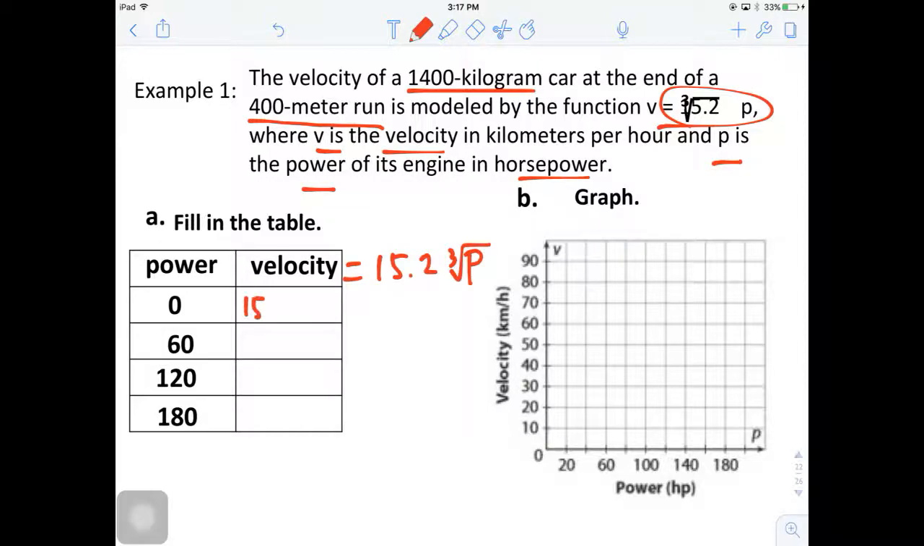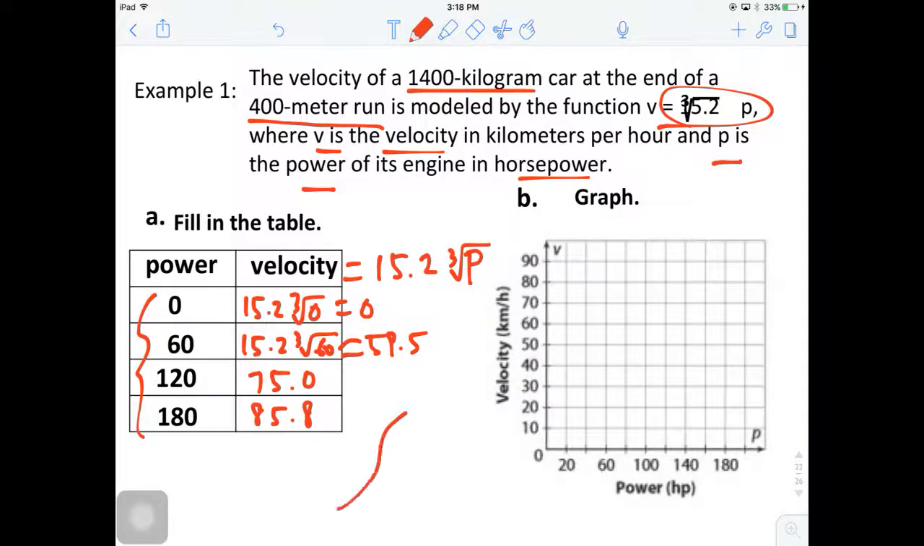So it's 15.2 cube root of 0, which just gives us 0 for the first one. And then if we continue this, it would be cube root of 60 and approximately should give you 59.5. And then continuing the same pattern, you should have 75.0 and 85.8. So those are the values. And notice that we're only using positive numbers here because this is a real world situation when we're only working with the positive values.